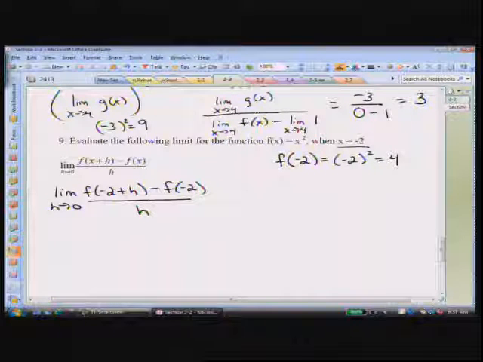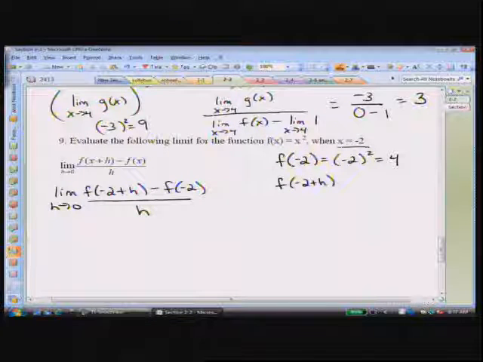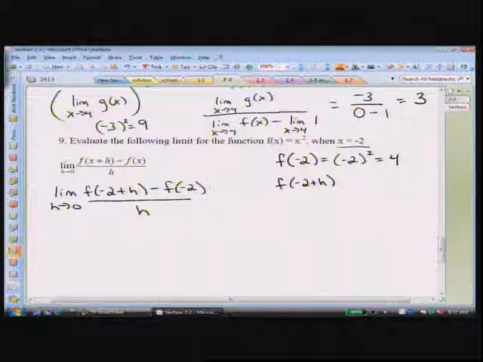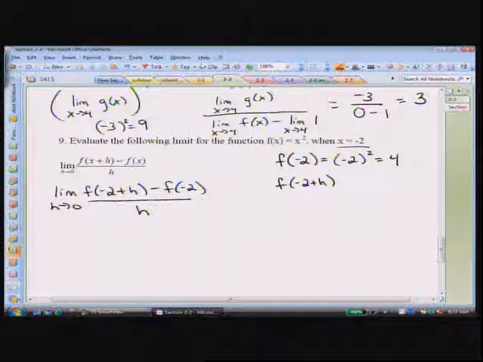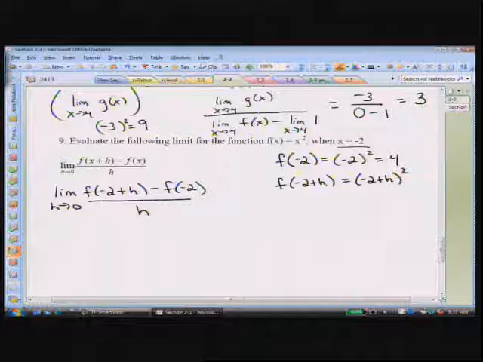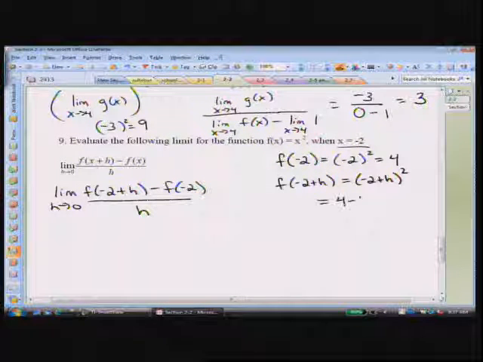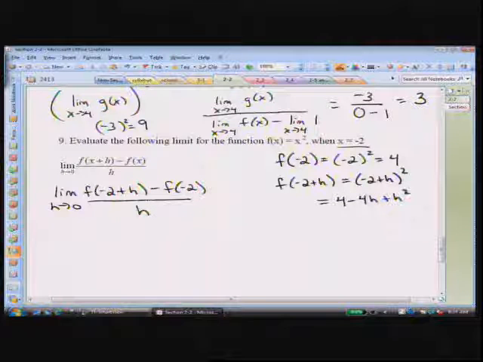We already know what f of negative 2 is. We know that we're going to put a 4 in for this expression. We'd like to know what we put in for this, so we'll say f of negative 2 plus h. What that means is you're going to replace x with negative 2 plus h in this expression. So this is going to be negative 2 plus h squared, which, if you FOIL this out, is 4 minus 4h plus h squared.